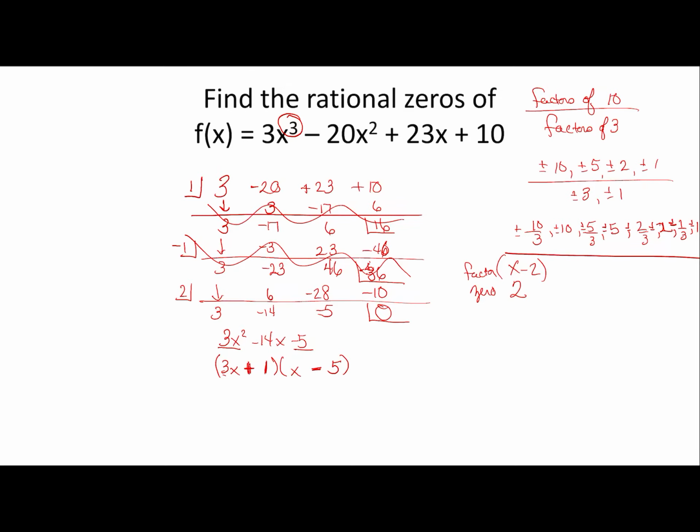So if I FOIL that out again, I'm sure to verify 3x times x is 3x squared. 3x times a -5 is a -15x. Positive 1 times x is positive x, and 1 times a -5 is a -5. These two do add up to a -14x. So 3x squared minus 14x minus 5 has 2 other zeros. They are a positive 5. If x minus 5 equals 0, x has to be 5. And if 3x plus 1 equals 0, then 3x is a -1, and so x is a -1/3.